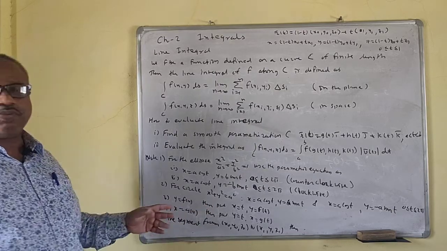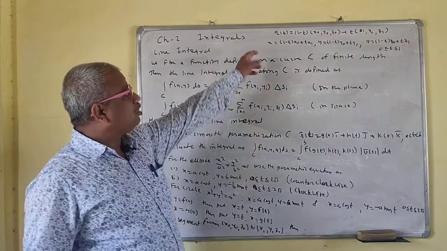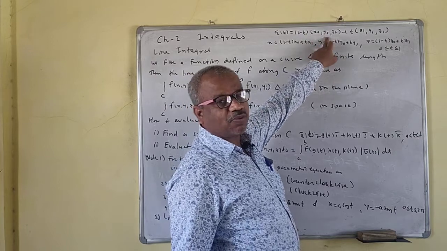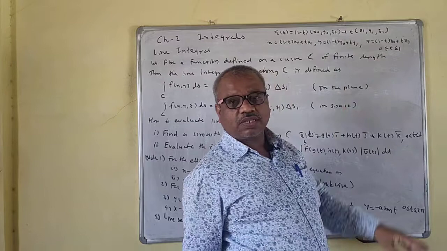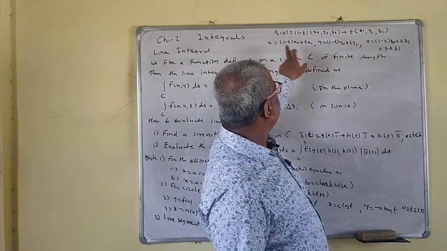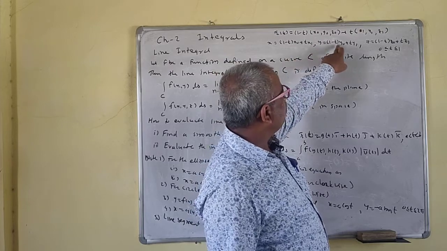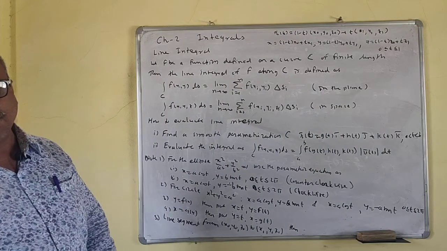Suppose the curve is the line segment joining two given points. Then r bar of t is (1 minus t) times x naught i bar plus y naught j bar plus z naught k bar, plus t times x1 i bar plus x2 j bar plus x3 k bar. So simply x is equal to (1 minus t) x naught plus t x1, y is equal to this. These are the parametric equations you will get for the line joining the points also.